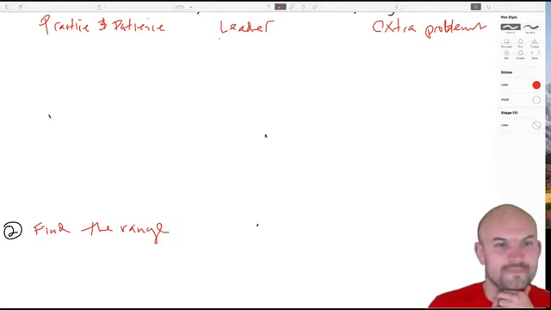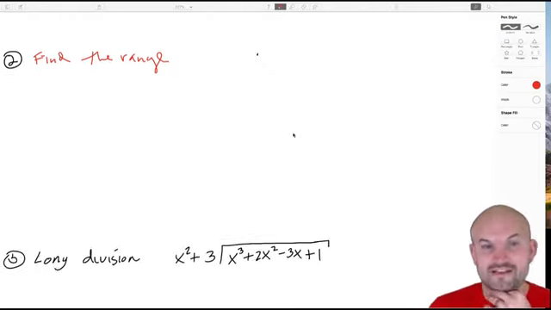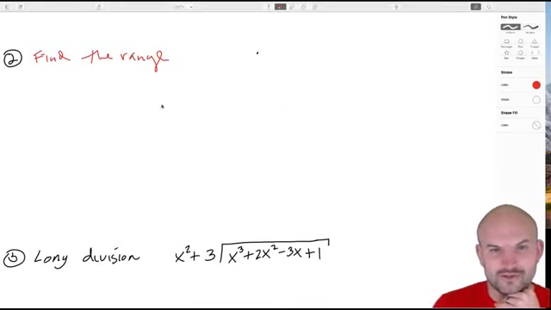For open Q&A. All right, so let's go and talk about find the range. So there's really kind of two ideas. I'm not sure what the student was asking. They just said find the range of the function.